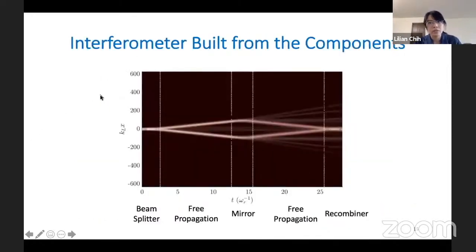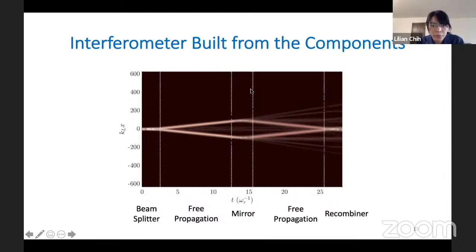After we get the individual components, we can combine them to build the entire interferometer. In this first region, we apply the beam splitting protocol. And in the second one, we set the lattice phase to 0, allowing the matter wave to propagate freely. As we can see, the matter wave is split into 2 paths in real space. And this is evidence that our beam splitter works well.